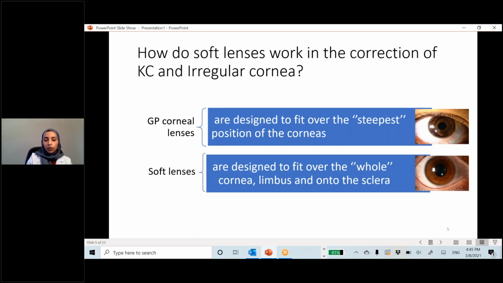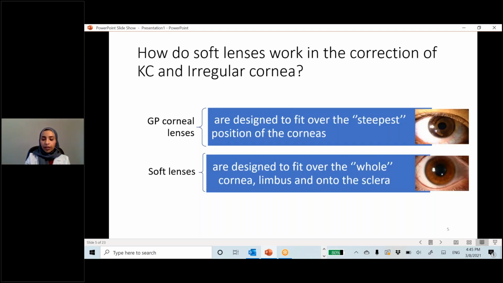So how they actually work is that they are designed to fit the whole cornea, so not just the cornea and the limbus, but they also rest on the sclera. And what that does is allow the optics to be centered. So if we think about GP corneal lenses, typically you have your optic zone, but that optic zone only houses the optic for the patient.